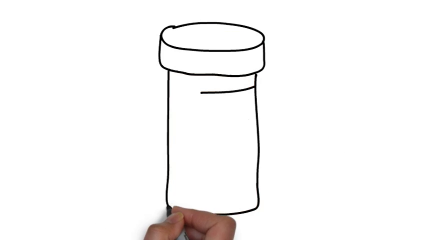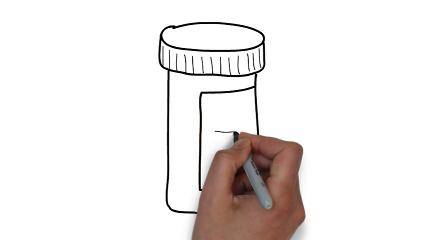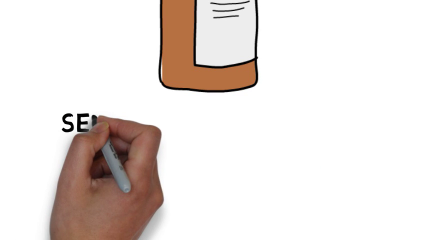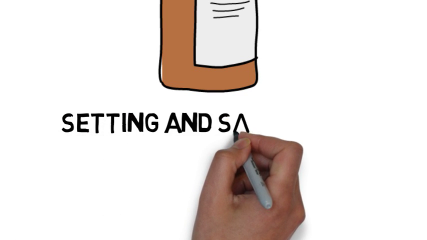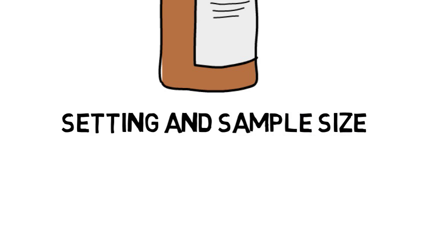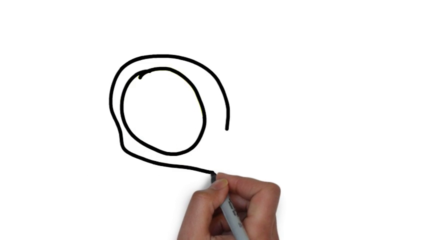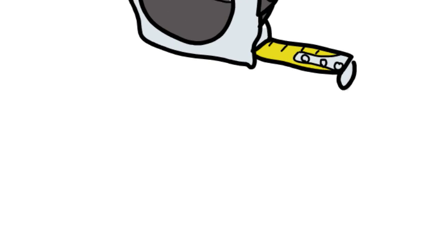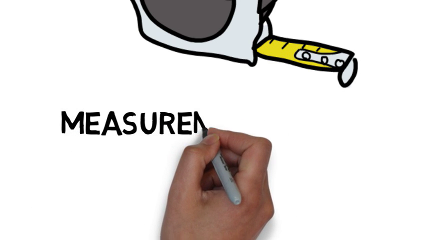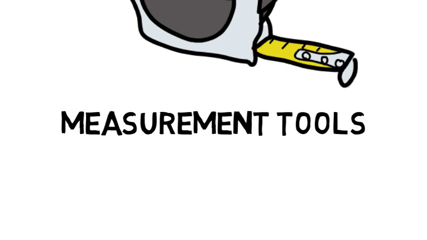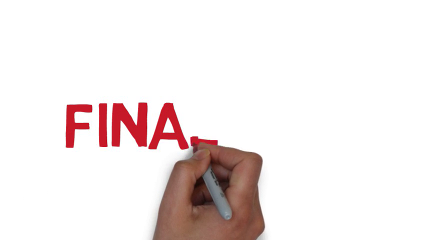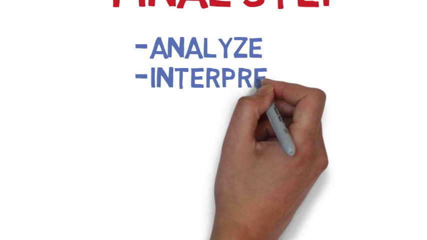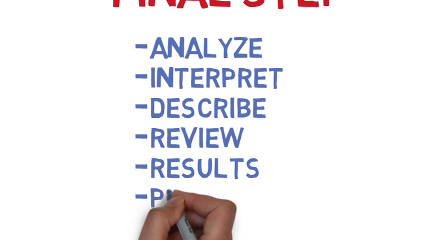Setting and sample size. Describe the characteristics of the setting where the proposed research project will take place. The size, the nature of the research sample, and how the sample was selected should also be described. Measurement tools and coding strategy. State tools or instruments to be used to measure the study variables and define a coding strategy appropriate for the examination. Final step in research is to analyze the data, interpret the results, describe clinical significance, present peer review, incorporate review results, and pick apart the research findings.